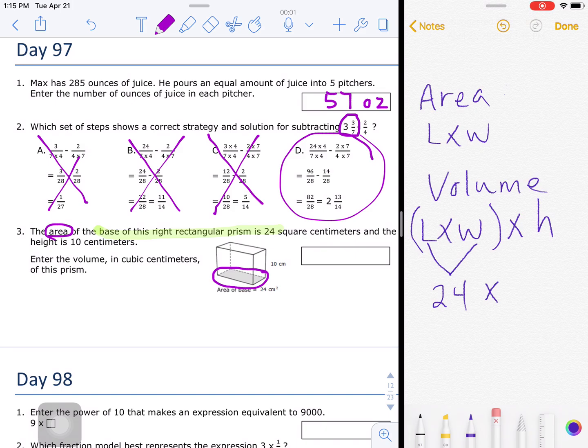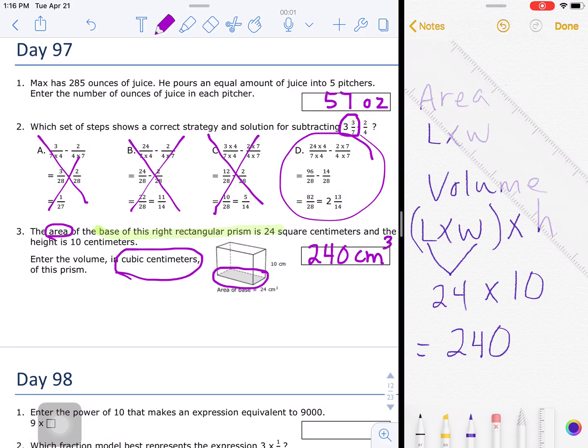The height, which is 10. So I can then multiply the base, which is 24, times 10, and that's a simple calculation. It's 240. Again, there's a reminder over here to write our answer in cubic centimeters. So we have 240 centimeters cubed. That's how I like to write it.